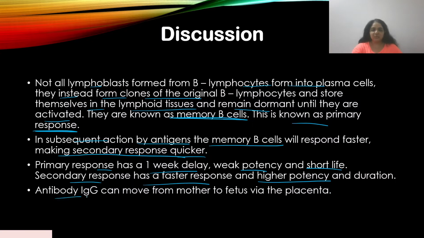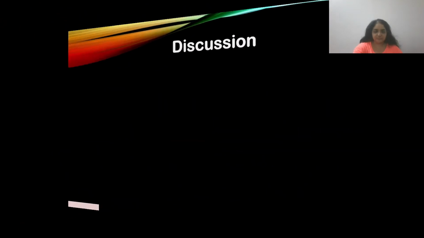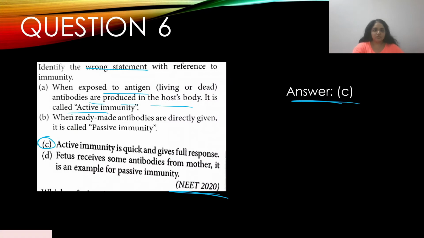Yes, antibody IgG can move from mother to fetus via the placenta. So let's go back to the question, I think we'll be able to understand this better. When ready-made antibodies are directly given, it is called passive immunity. Obviously, in this case it's the correct statement. It's not a wrong statement, so it doesn't fit the answer.